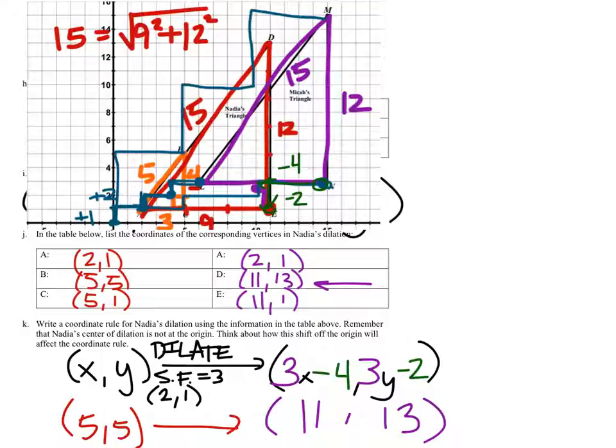So for dilations, when making the coordinate rule, you're always going to dilate it about the origin first, with the origin as the center of dilation, and then you'll just figure out how far you need to translate that shape to the left or the right, and then up and down.